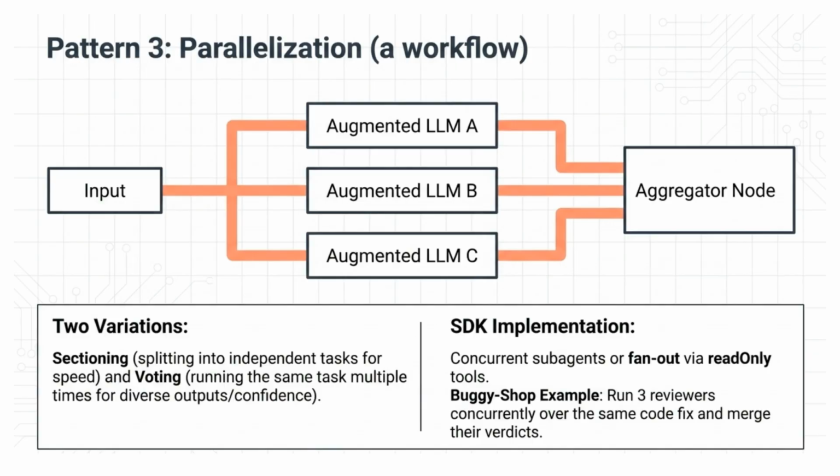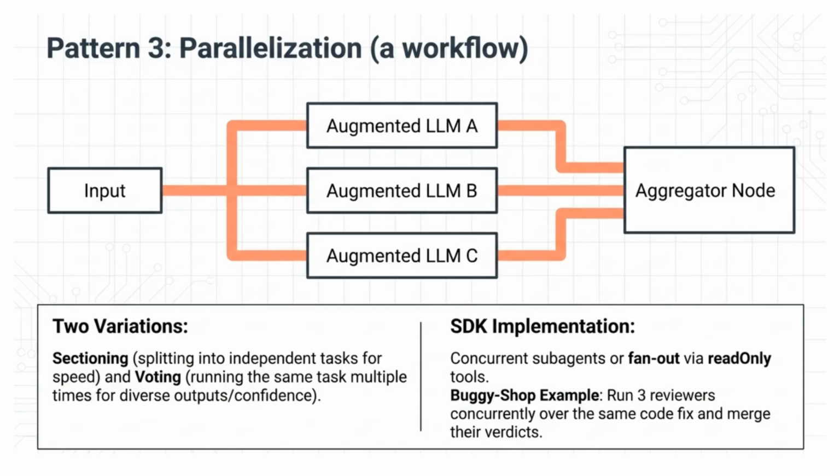Pattern 3. Parallelization, a workflow. LLMs can sometimes work simultaneously on a task and have their outputs aggregated programmatically. It comes in 2 variations. Sectioning splits a task into independent subtasks run at once. Voting runs the same task several times for diverse outputs and higher confidence. Use it when the divided subtasks can be parallelized for speed, or when multiple perspectives or attempts are needed for higher confidence.